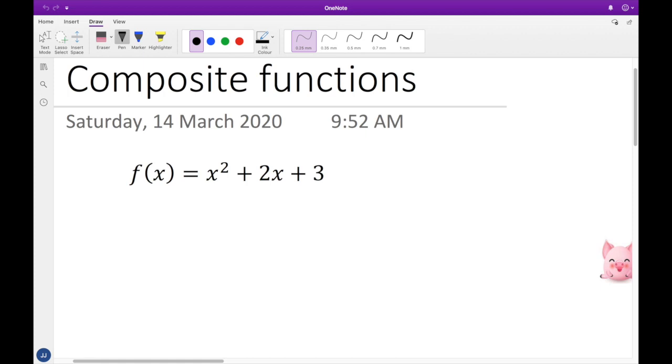Right, hey guys. So this is going to be our online class for today. This class is going to be on composite functions, inverse functions, and compound functions. It's not that difficult. It's a little bit of algebra.